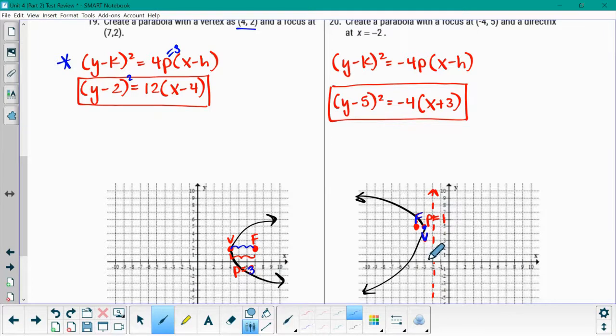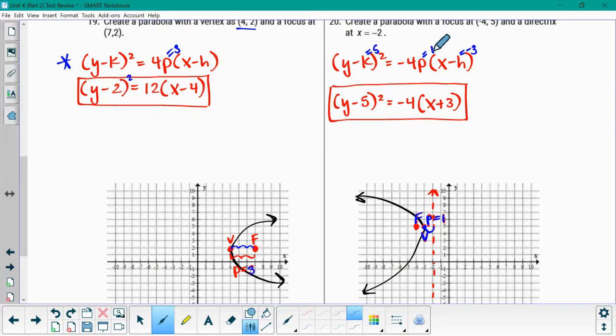at -3, +5. So I plug that in for (h, k). So h is -3, k is +5. The next thing I need is my p value, which is the distance from either the vertex to the focus or the vertex to the directrix. Pretty easy in this case. All it is, p is equal to 1.